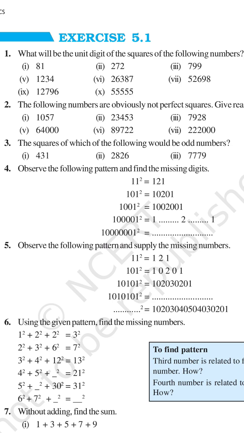Step 1. What does square mean? The square of a number means multiply the number by itself. For example, 5 squared equals 5 times 5 equals 25. 10 squared equals 10 times 10 equals 100. 11 squared equals 11 times 11 equals 121. Step 2. What is special about these numbers? Let's look at these numbers. 11, 101, 1001, 10001, 100001. Each number starts and ends with 1, and has only zeros in the middle.